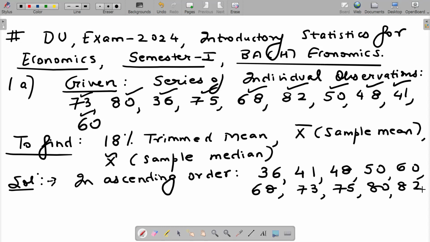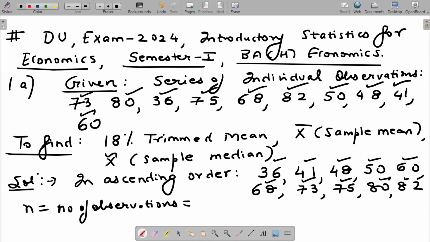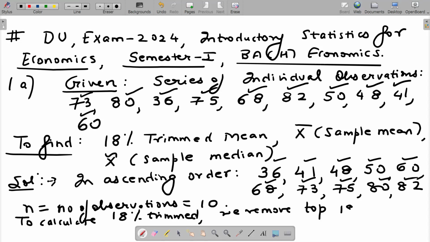Now to calculate 18% trimmed mean, I remove the top 18% and the bottom 18% of the data. So how many observations do I have in total? First of all, n, which denotes the number of observations, is how much? 1, 2, 3, 4, 5, 6, 7, 8, 9, 10. So to calculate the 18% trimmed mean, we remove the top 18% and the bottom 18% of the data.